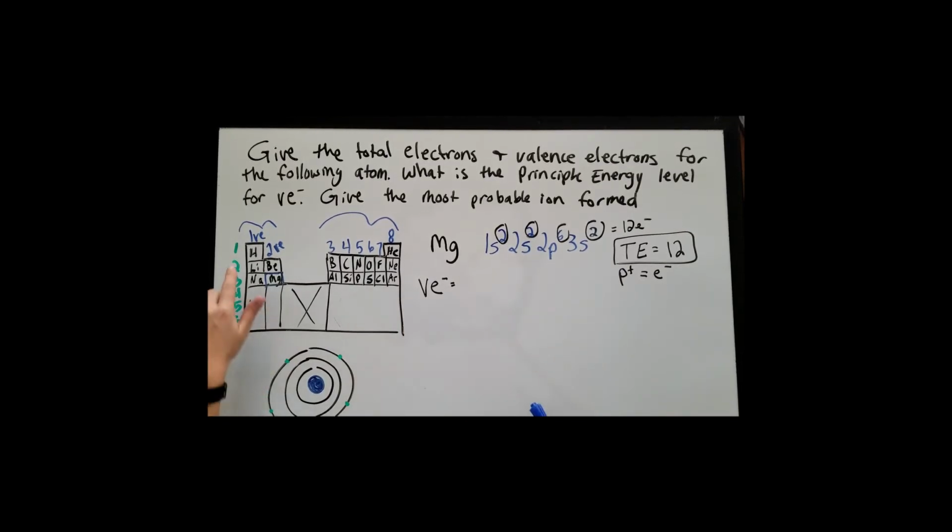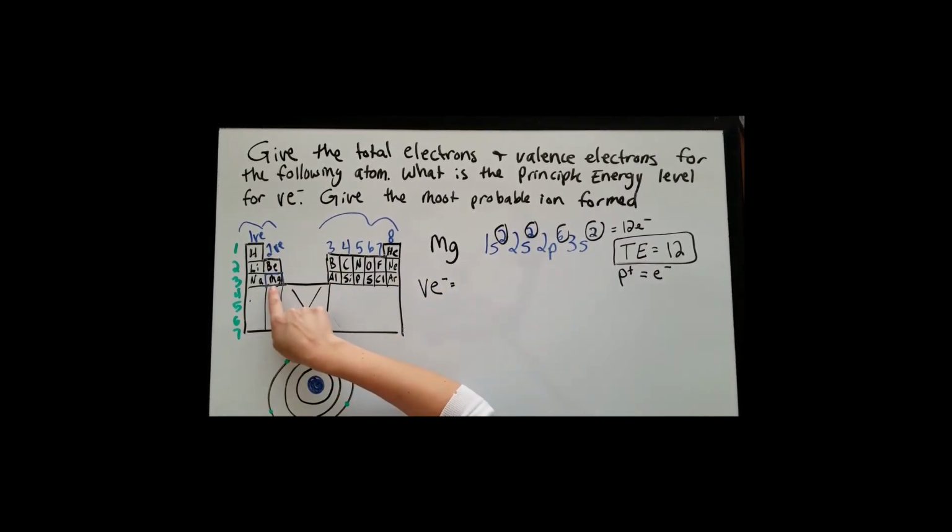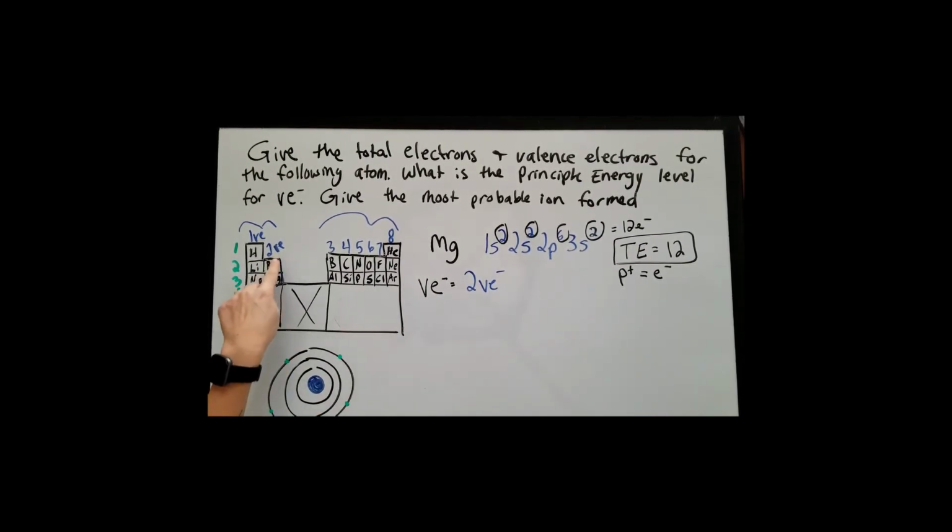Okay, so using the knowledge that each row adds up to 8 with the final row, looking at magnesium, if I know where magnesium is on the periodic table, I see that it is in group 2, so that means it must have 2 valence electrons. So every element in group 2 would have 2 valence electrons.